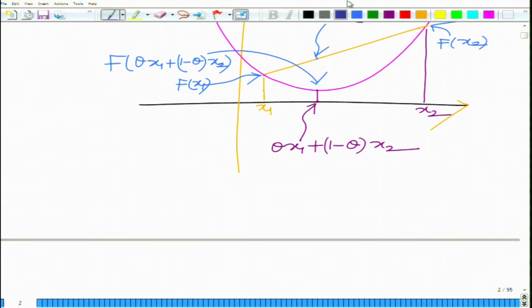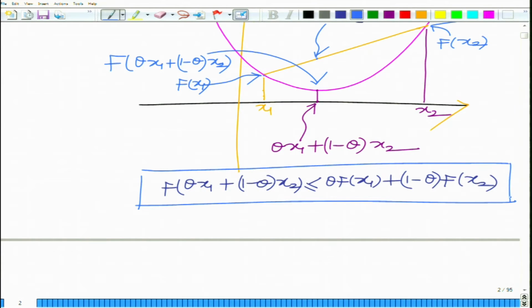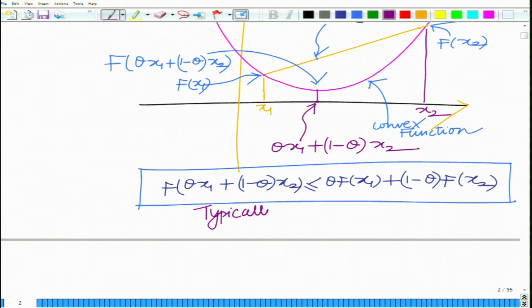So, this basically shows that f of theta times x1 plus 1 minus theta times x2 is less than or equal to theta times f of x1 plus 1 minus theta times f of x2. This is your definition of convexity. So, this is your convex function. Typically, a convex function looks like a bowl that curves upward.